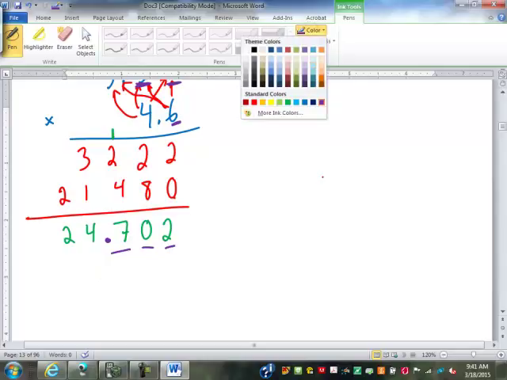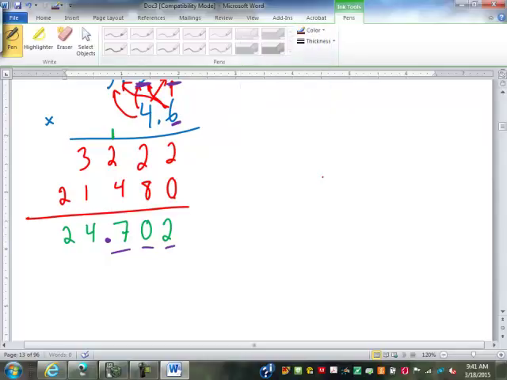Another way you could go about this, by the way. Really, all that is, remember, is just combining the names. This was hundredths. This was tenths. Hundredths times tenths has to give us thousandths.